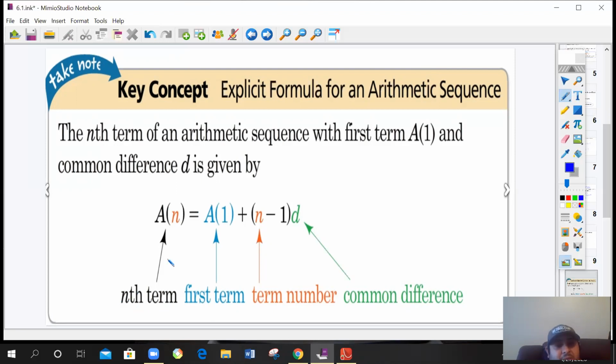So the n term is going to be your terms, either 1, 2, 3, 4. A1 represents your first term, A2 represents the second term, A3 the third term, n represents the nth term, and d is the common difference. All right, so just keep that in mind.